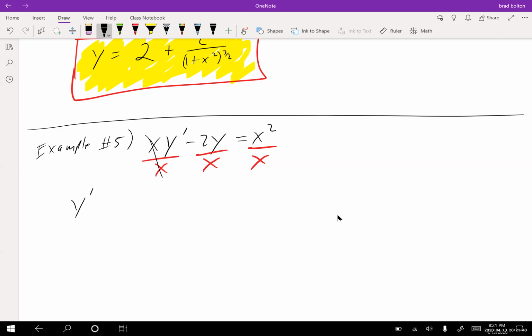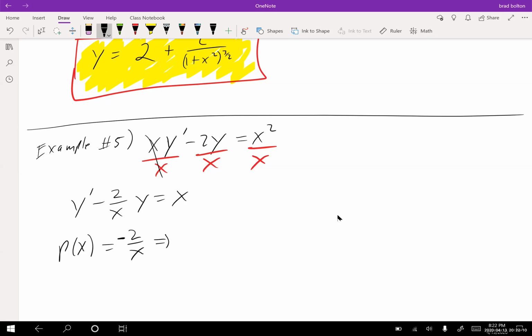So this will become y prime minus 2 over x, y equals x. Now you identify your p of x, and you should say that it's 2 over x. And if you do this, you're going to get it wrong. Everything you do from here on out will be wrong because you messed up on your p of x. Remember, I said that the sign has to come with it. So we have to remember to put that negative 2 over x right there.